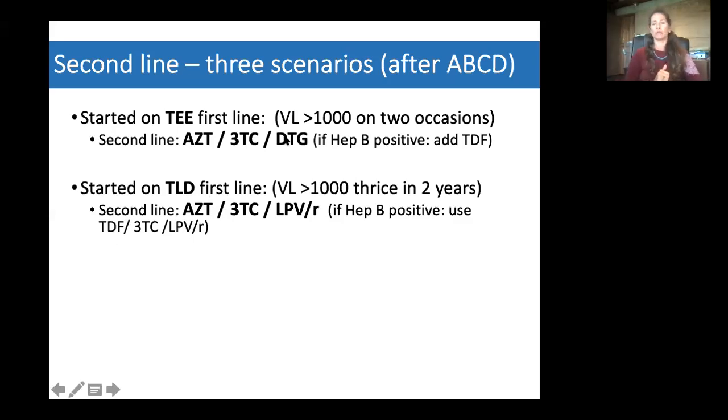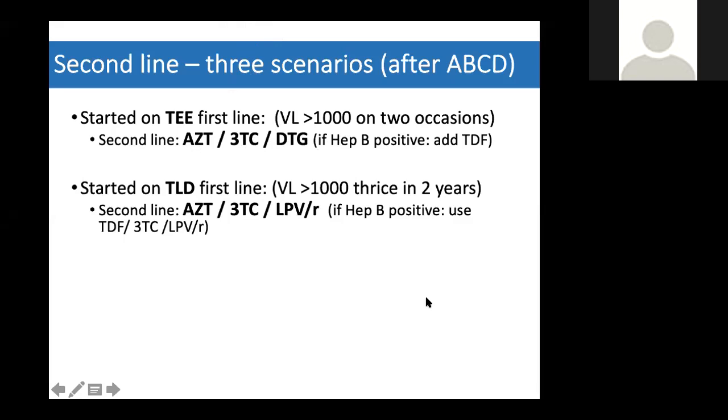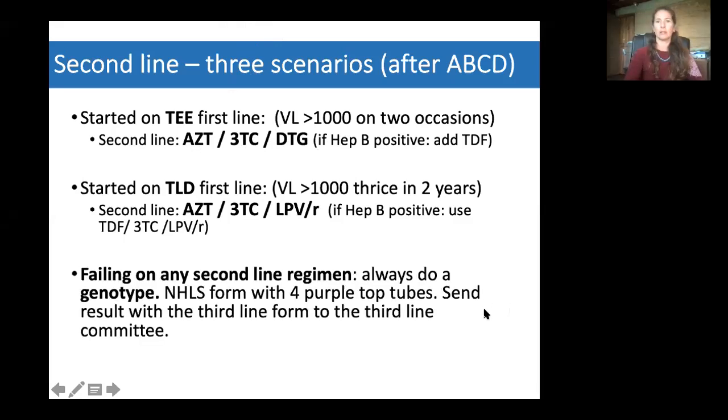Dolutegravir, we don't know. We don't know if dolutegravir is tough enough to cover for other mutations, and we don't like to risk it. And so if they're hepatitis B positive, but you're putting them on second line with dolutegravir, you're going to have to add tenofovir. That's one of those interesting phenomena. So that's our 2 main second line regimens now.